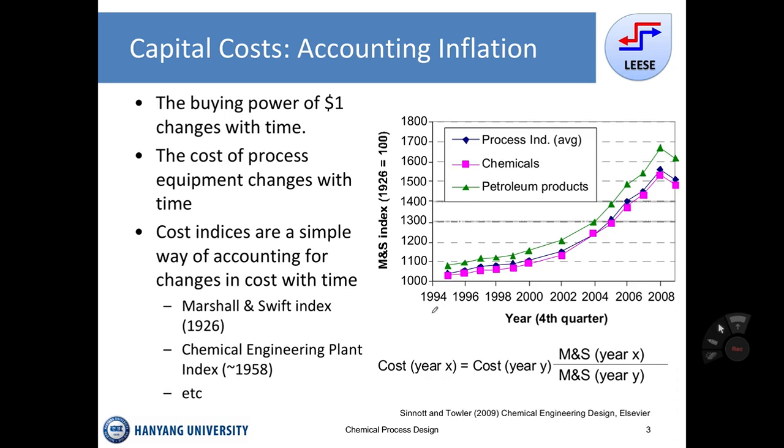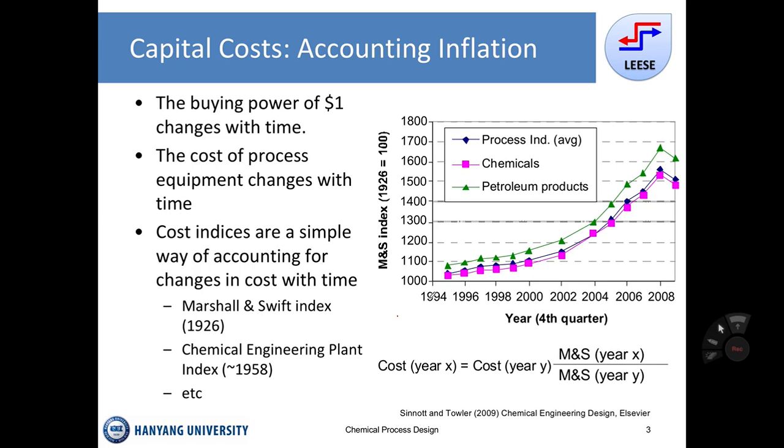The first thing we need to look at is the cost estimation by considering the buying power, or the time value of money. The buying power of $1 changes with time. For example, the cost of buying your mobile phone 3 years ago is not going to be the same today. If you look at the Chinese black bean noodle, 10 years ago it was 5,000 won. Now we need to pay say 6,000 won for the same noodle.